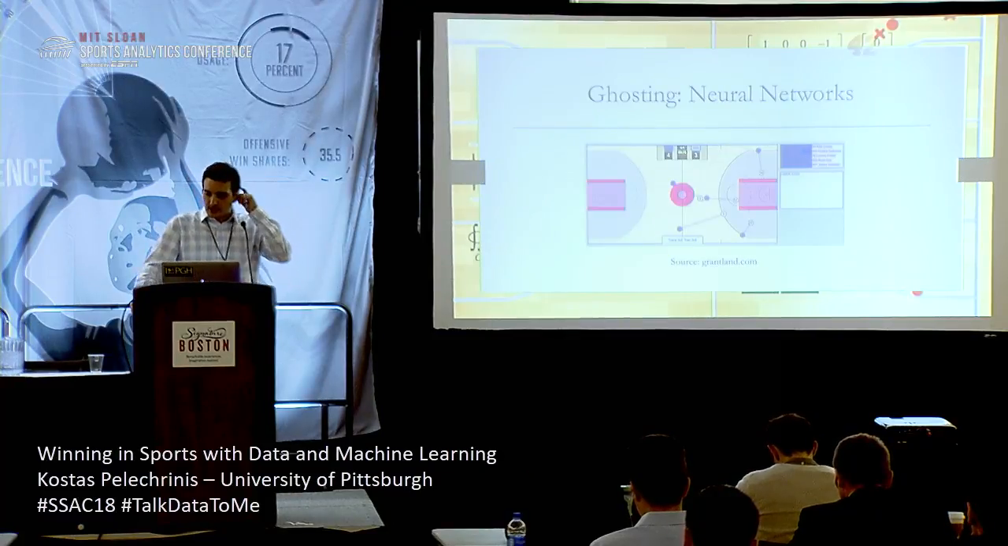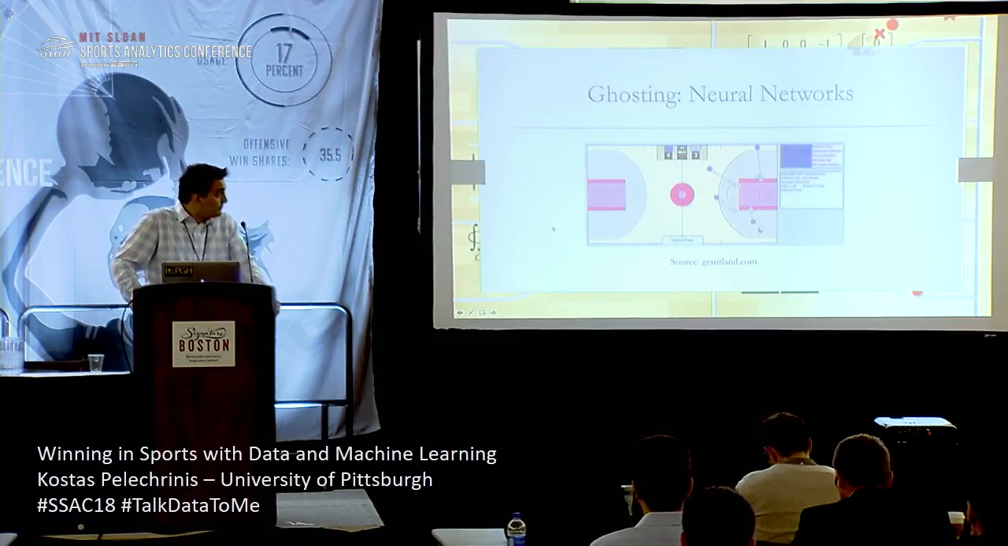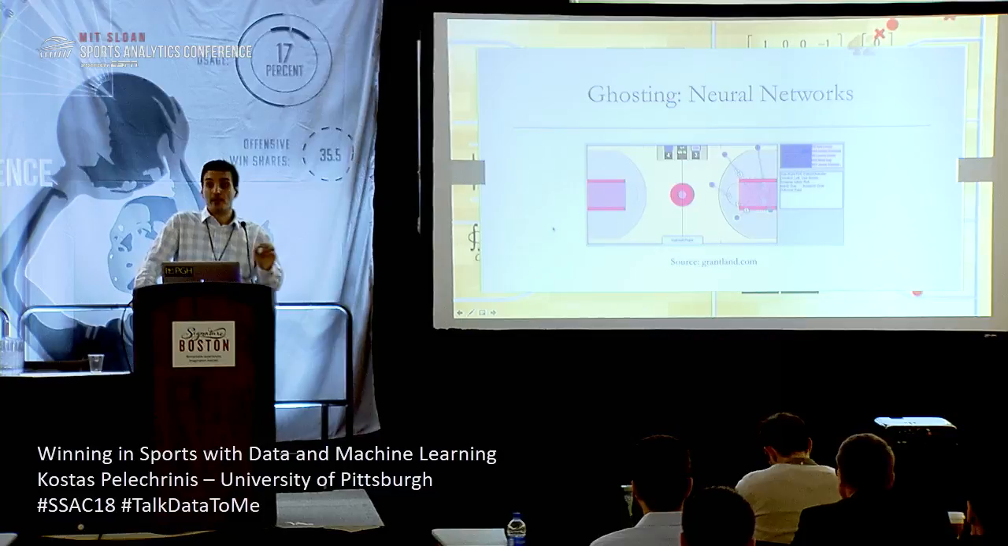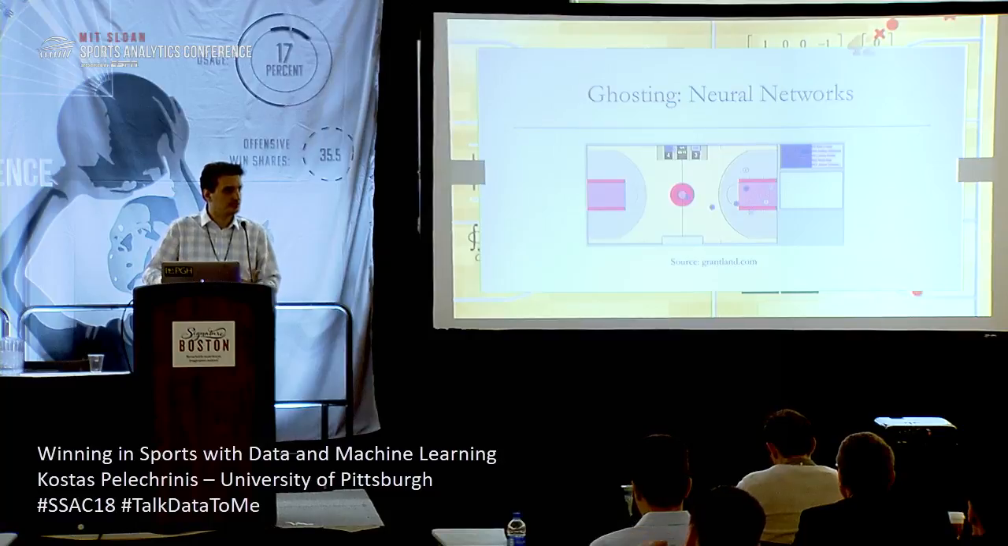But other ways, obviously, are neural networks. There are many papers last year and this year that have been presented about ghosting. So, for example, this is from Grantland a few years back, where basically what the Toronto Raptors were doing manually was identifying for every possession which should have been the best location of the defender. And this way they tried to evaluate how good defense a player was playing. But now you can do that with data.